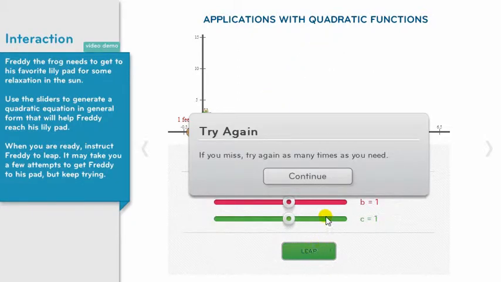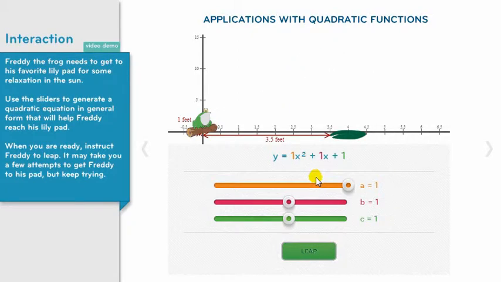Well, Freddy went shooting straight up into the sky. He never came down onto his lily pad. And the reason for that is our a value is positive. We need a negative a value for him to come all the way down. We know that parabolas that go down have negative a values. So let's try negative 1. Let's give it another try.